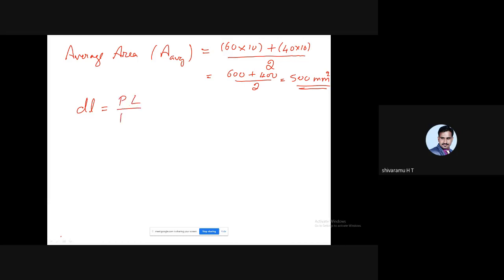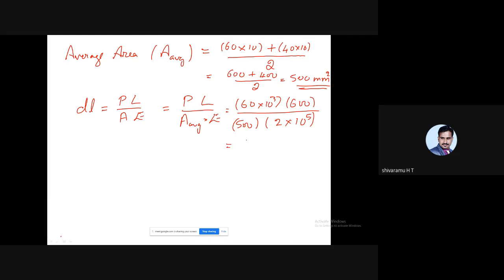So we know the basic equation for the regular bar extension: dl is equal to PL divided by A into E. So here we are considering the average area, so PL divided by the average or mean area into Young's modulus. P is 60 kilonewton, so 60 into 10 power 3, and length was given as 600 millimeter, and the average area we calculated is 500 square millimeter, and Young's modulus is 2 into 10 power 5 Newton per square millimeter. So we'll get the deformation after considering the average area equal to 0.36 millimeters.